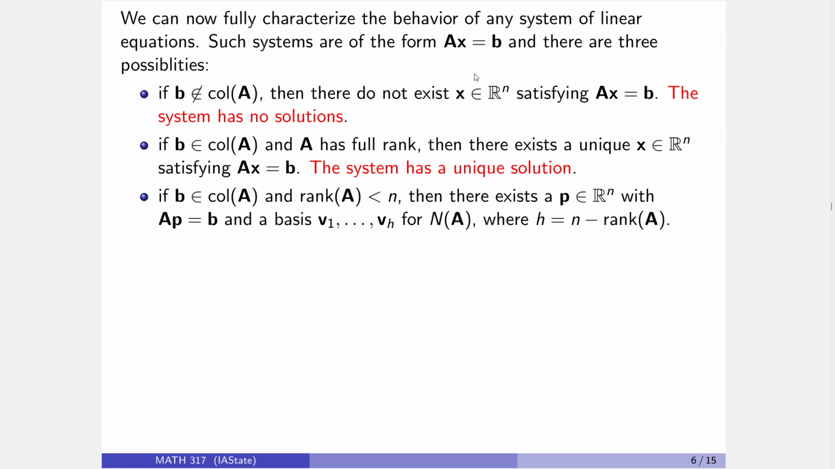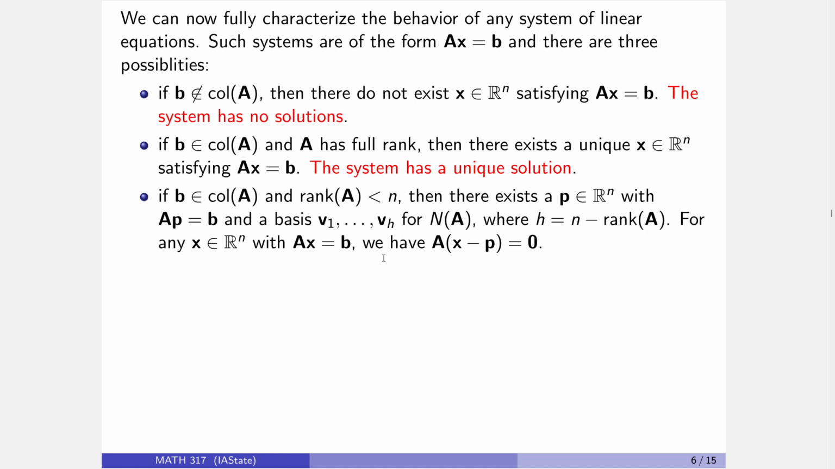All right. Anyway, let me restart. Let's start over. So if b lives in the column space and the rank is not full, so the rank is strictly less than n, well, being in the column space means that we can find a p so that A times p is equal to b. And the rank not being full means that we can find a basis for the null space, where h here is n minus the rank. Note that's the dimension of the null space, and since the rank is less than n, that means this is a positive integer. So we can actually find a basis.